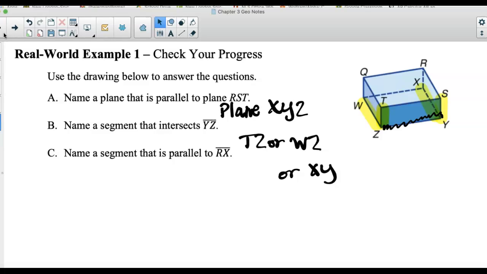And then name a segment that is parallel to RX. So all these other ones here will be parallel to that one. So you just need to name one. So you could say QW, you could say TZ, or you could say SY.